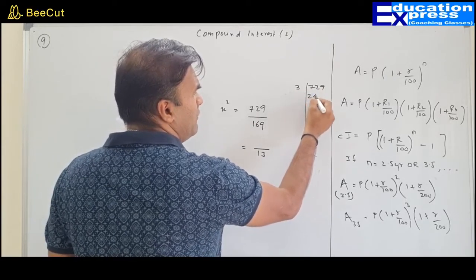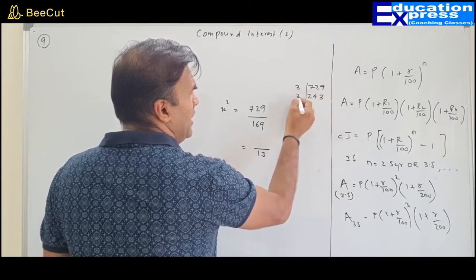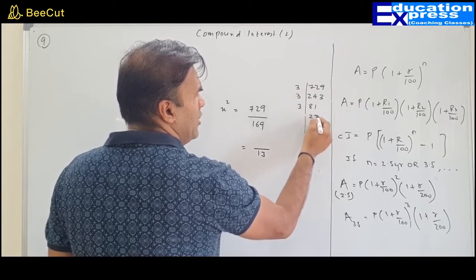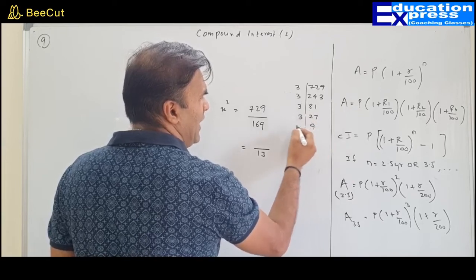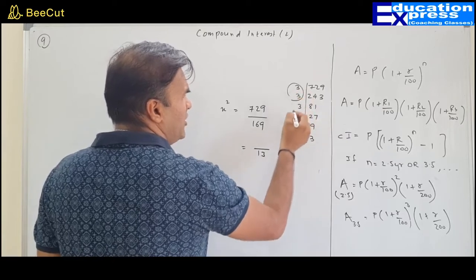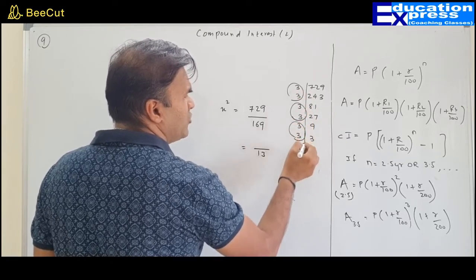3 2s are, 4s are and 3s are. Again you can go by 3. 8, 1. Again you can go by 3. 27. Again 3. 9. Again 3. 3. So what do you get? 3 square, 3 square, 3 square.